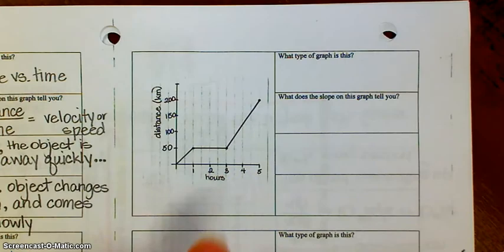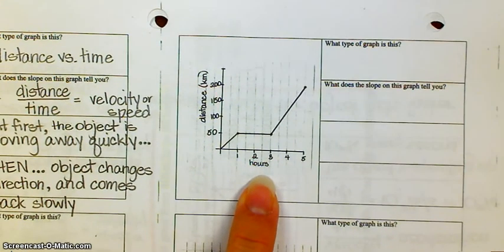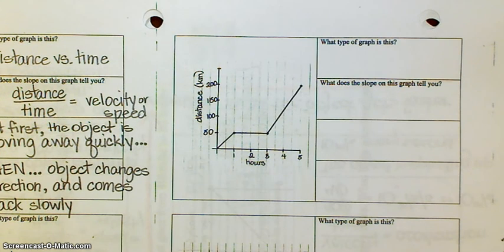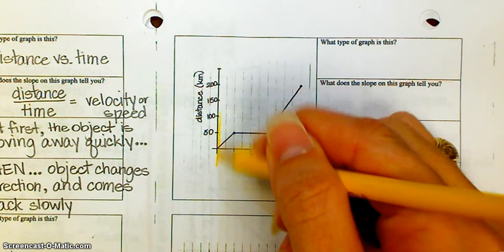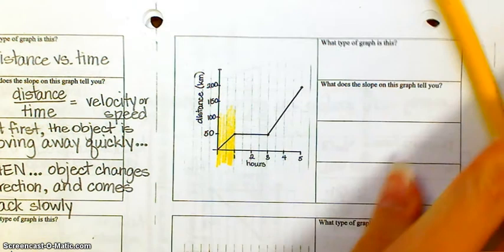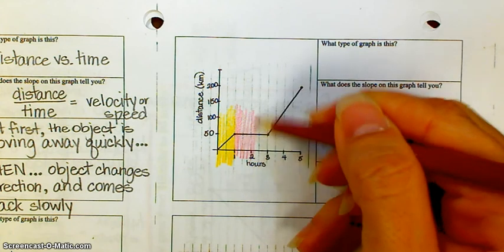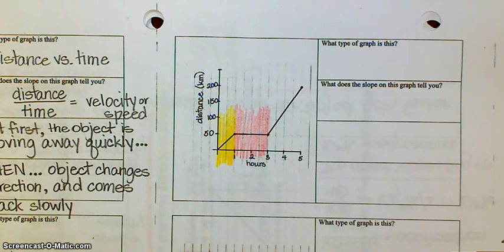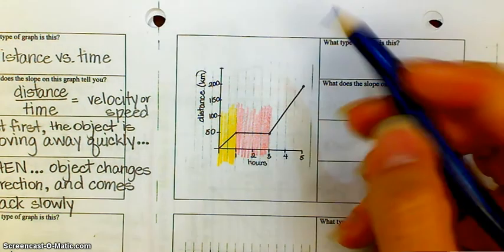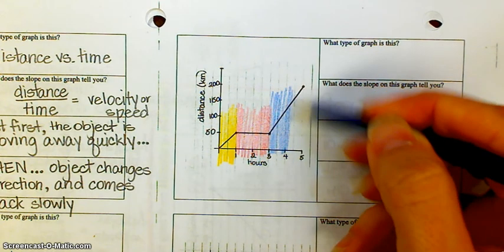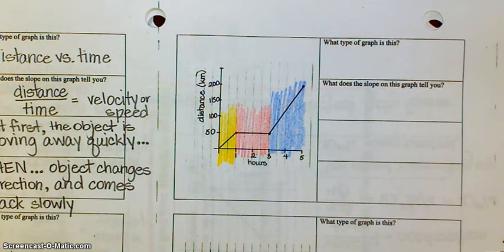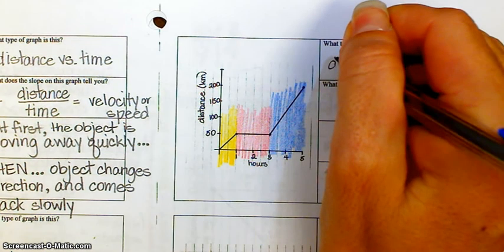Okay, we're going to do the other one right beside it. First of all, guys, how many different parts do you see on this graph? 3? Okay, so here's one part. Here's a second part. Here's a third part. Okay, first question, what type of graph is it? Distance versus time. Good.